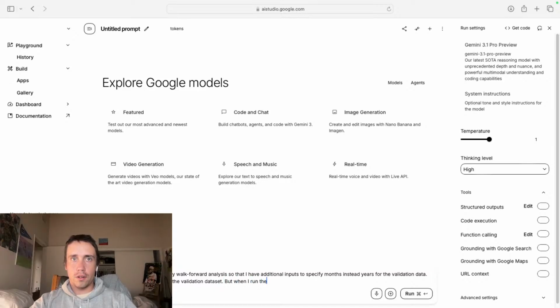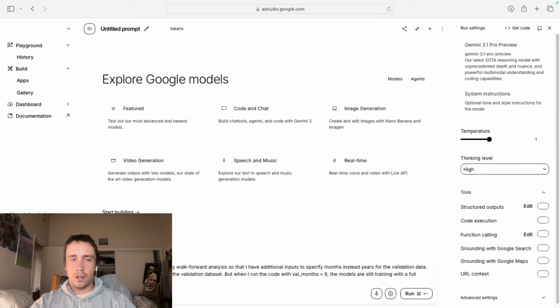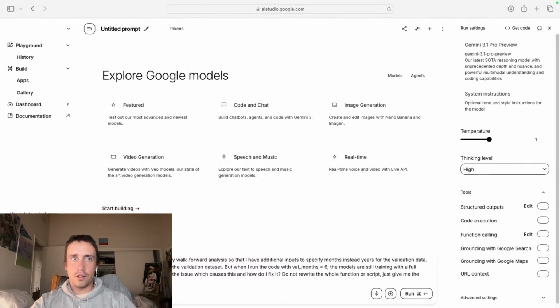But when I run the code with val months equals 6, the models are still training with a full year of validation data. What is the issue which causes this, and how do I fix it? Do not rewrite the whole function or script. Just give me the changes and tell me where to put them.